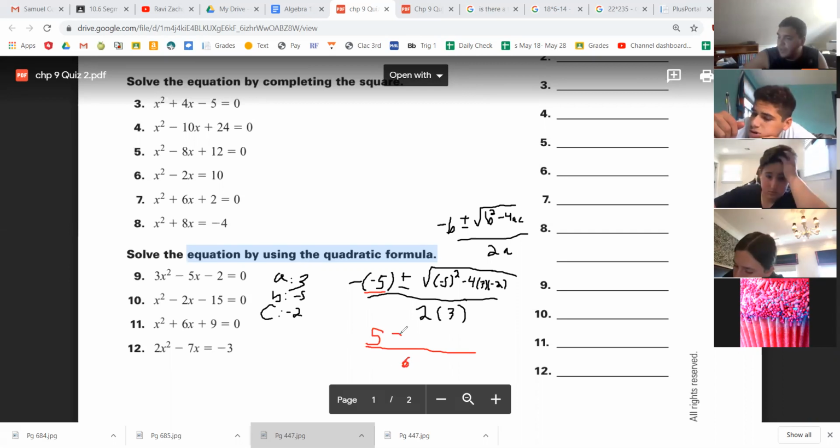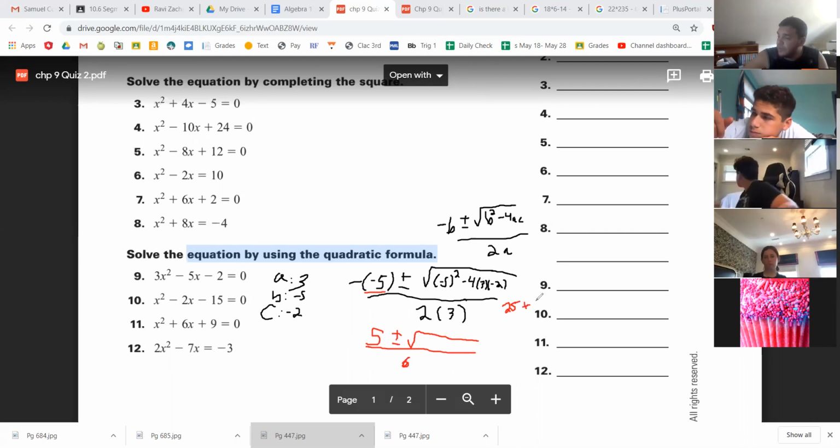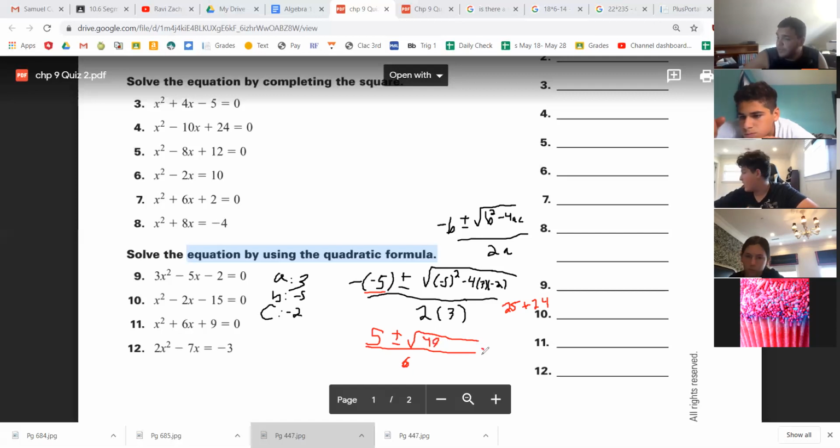So 5 over 6. Plus or minus, we're going to figure out what's inside the square root. So inside the square root, -5 squared is 25. -4 times 3 is -12. -12 times -2 is +24. So that's plus 24. All right, 25 plus 24 is 49. And we know what the square root of 49 is. That's 7. So 5 plus or minus 7 over 6. My fault.